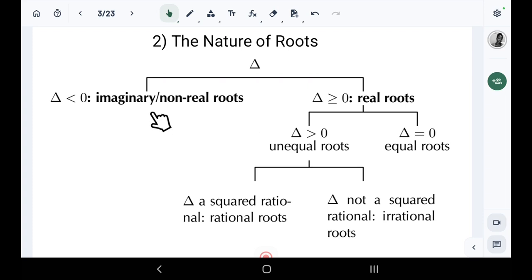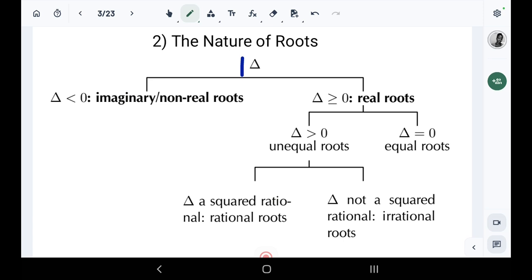Now, if your discriminant is negative, then it means your roots are imaginary or non-real. And if your discriminant is either 0 or a positive number bigger than 0, then that means you are dealing with real roots. That's step number 1. Imaginary, discriminant negative. Real roots, discriminant 0 or positive.